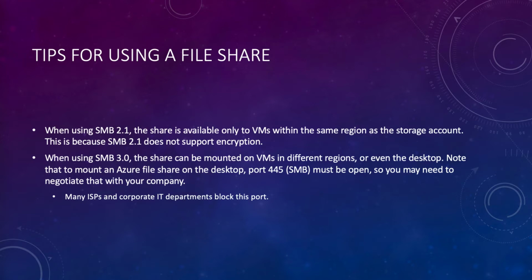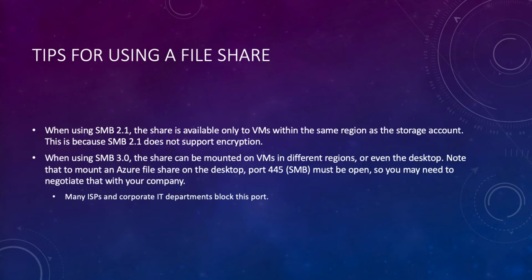So when using SMB 3.0, the share can be mounted on VMs in different regions, or even a desktop. Note that to mount an Azure file share on the desktop, port 445, which is the SMB port, must be open. So you may need to negotiate that with your company because most ISPs and companies close that 445 to stop possible attackers and hackers.